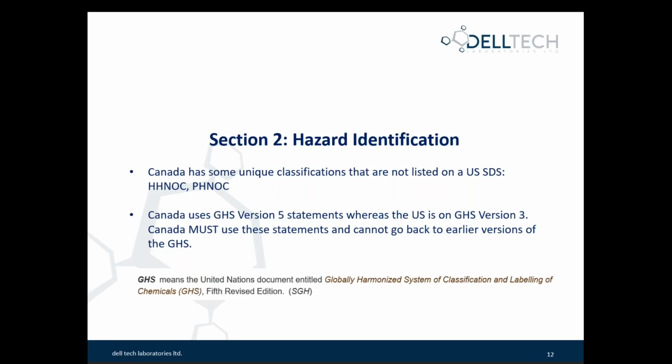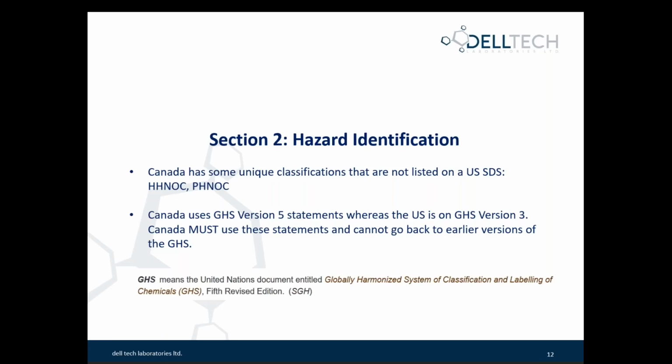Some of you might be wondering what these are. HHNOC refers to health hazards not otherwise classified Category 1, and PHNOC refers to physical hazards not otherwise classified Category 1. The U.S. merged these into one classification, HNOC, whereas Canada further classified them into health and physical hazards. So if you have a product that meets either of these categories, these need to be spelled out in this section 2, and it needs to be spelled out which one it refers to, the health or the physical.